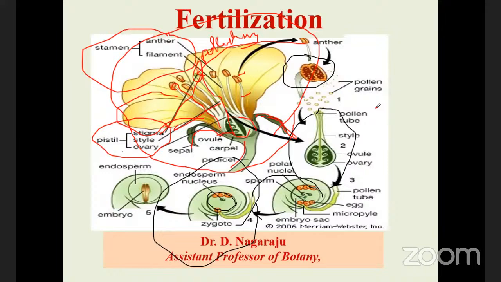Whatever it is the way, the reaching of the pollen toward the stigma is needed for the fertilization. The first pioneer process, the premier first process in the fertilization is the pollination, reaching of the pollen toward the stigma. That is the first step, premier step in the fertilization.